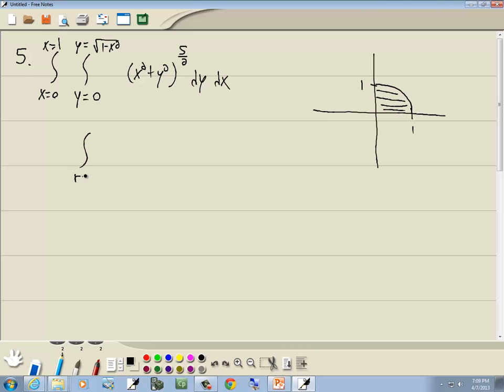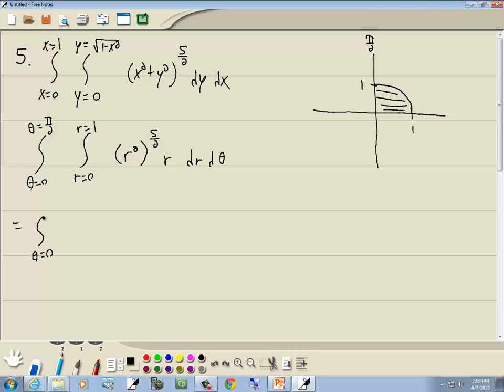Okay, well, r is equal to 0 to r is equal to 1. Again, r is equal to 0 is the origin here, r is equal to 1 goes out to here, and then my angle goes from 0 to pi over 2, because this right up here is pi over 2. So this will be theta is equal to 0, theta is equal to pi over 2. Now, we've already said that x squared plus y squared is equal to r squared, so we're going to have r squared to the 5 halves power, and then we have to have an r to the side. dr d theta.